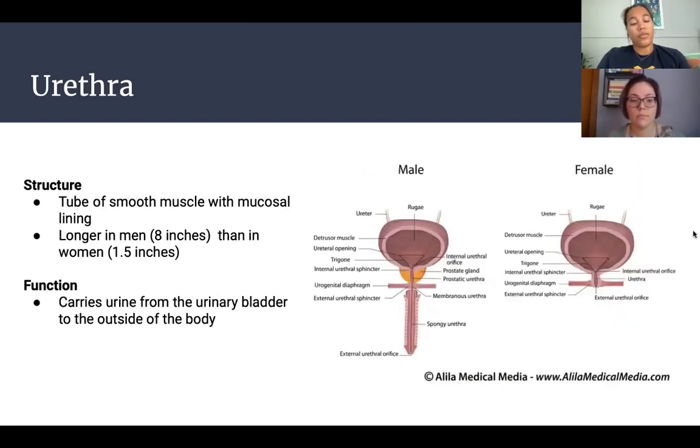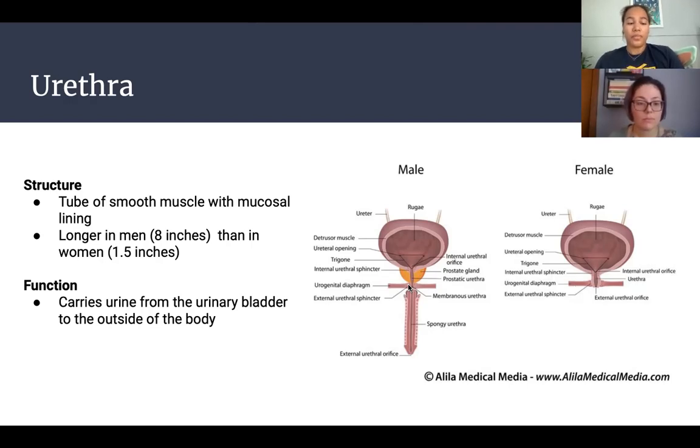And then next we have the urethra, which is a tube of smooth muscle with a mucosal lining. In men, it is usually a lot longer than in women, since we have the penis to take into consideration, and women do not have one. So it is much shorter. It's only about an inch and a half, and for men it's usually about 8 inches.